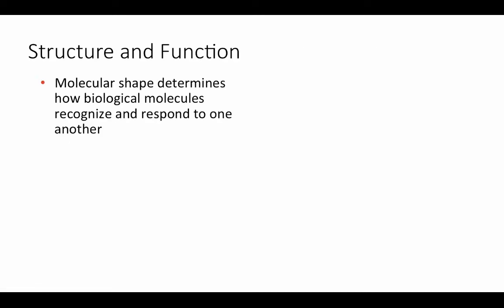So molecular shape determines how biological molecules recognize and respond to one another. We'll see a lot of situations where there are receptors for a protein that respond to the shape of that protein, that can only bond if it has the right shape. And this is sort of a lock and key mechanism that allows these chemical reactions to occur.